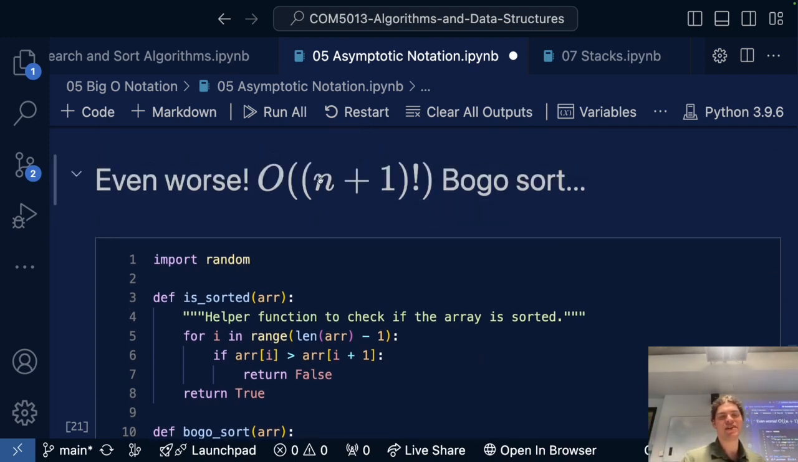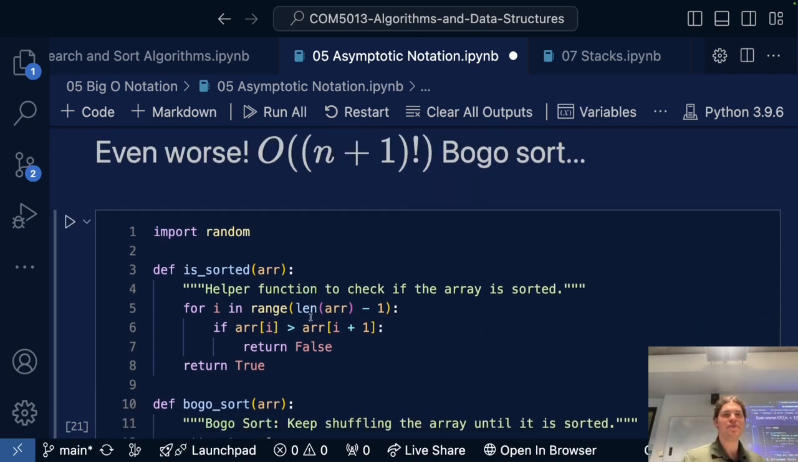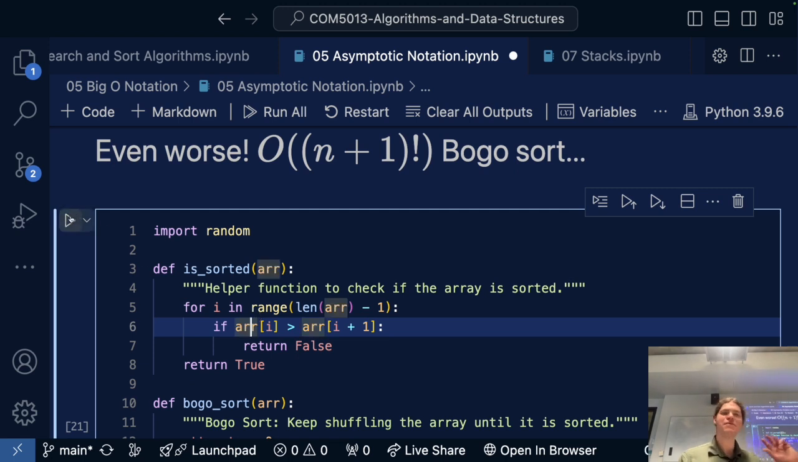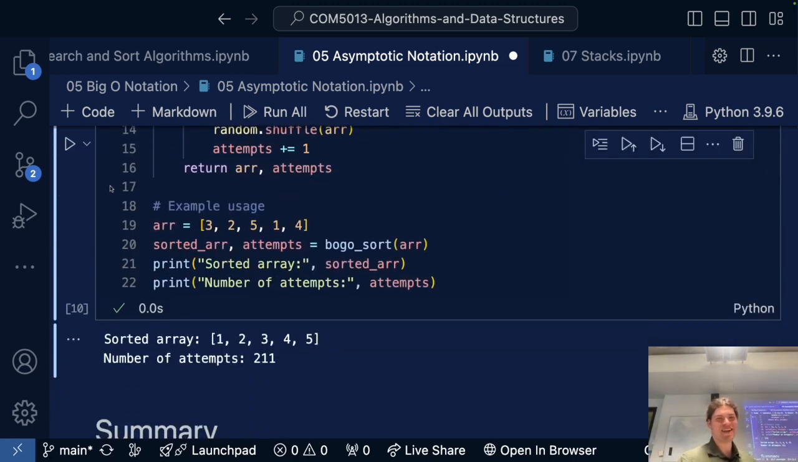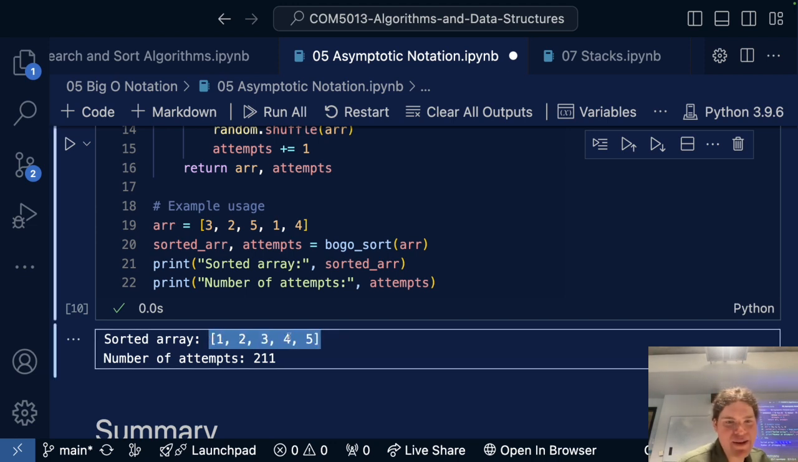In fact, that's even worse. That's n plus 1 factorial. That is, try every possible combination you can think of at random. So just randomly throw out combinations of lists and hope it's the right one. That's essentially what's going on here. So sorted, this is an array of 5 elements. It took 211 attempts to get it into that state because it's all random. It's just throw out a random combination of the list, hoping it's the right one.